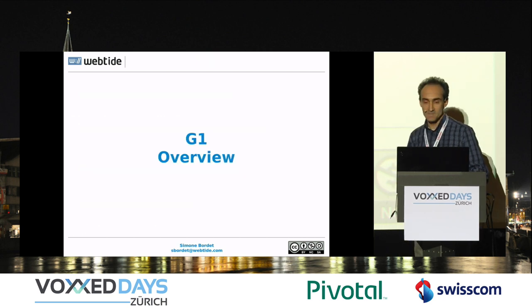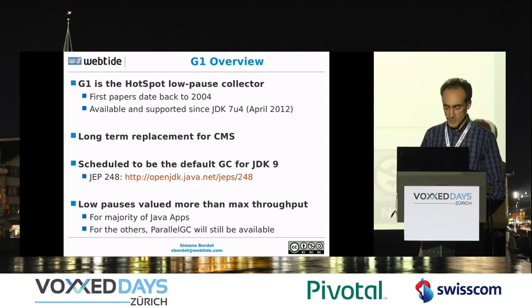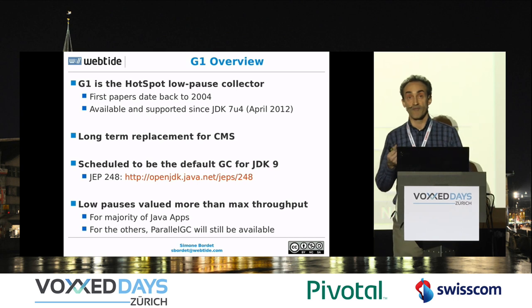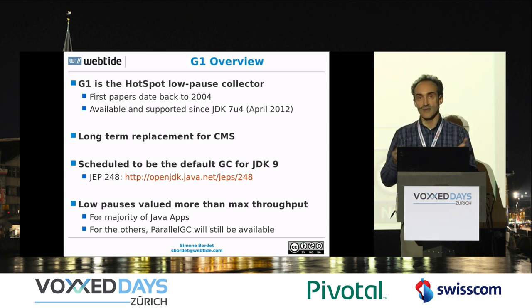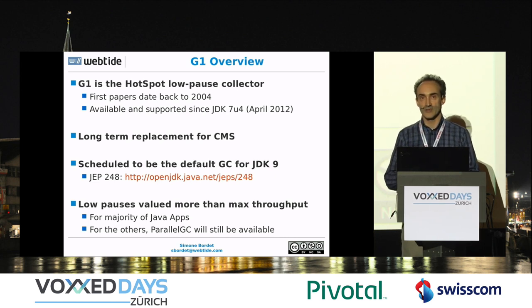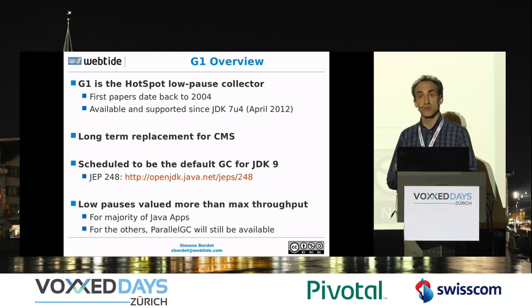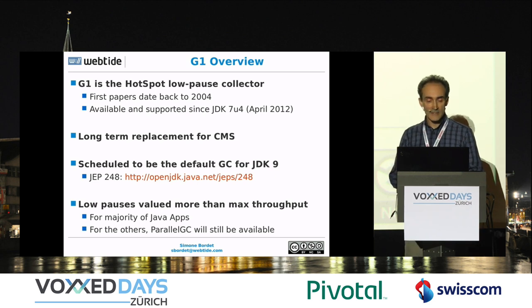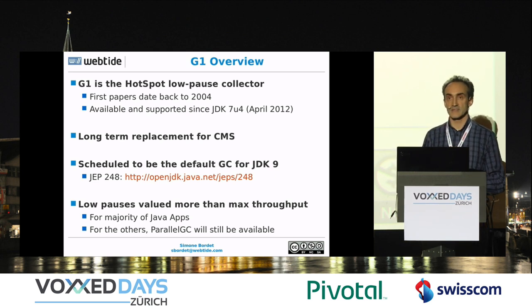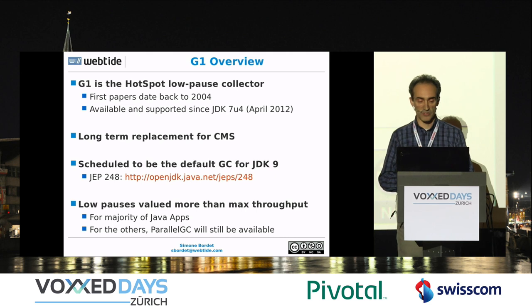But let's go into G1. G1 is now in JDK 8, the low pause collector. The first paper on this collector dates back to 2004. So in theory, in the algorithm, it's now 12 years old, and it's basically 4 years old in production, and it's supported by Oracle. It's been designed to be the long-term replacement for CMS. It has been targeted as a low pause collector, and it will probably become the default collector in JDK 9, the reason being that the majority of Java applications actually benefit from very short collection pause times.